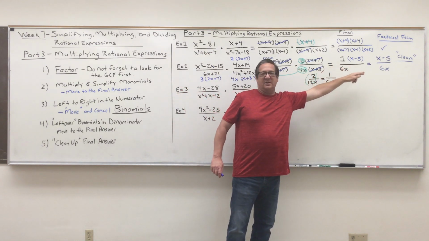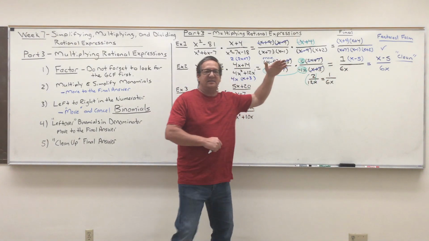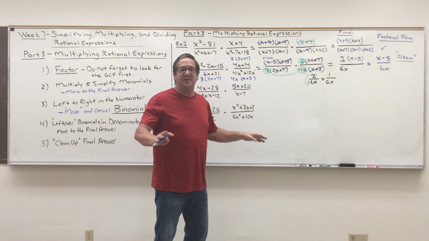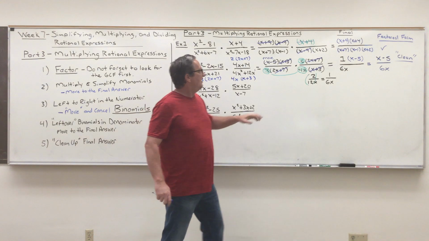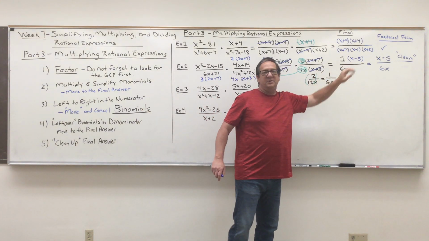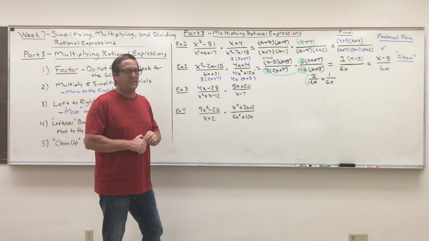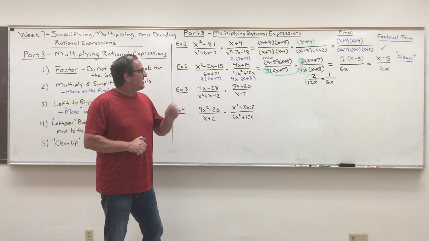Set your answer up ahead of time. If there's nothing on the top, great, you'll put a 1. When you do this problem, if there's nothing on the bottom, great, you'll get rid of it. But put this here before you do any part of the problem. Okay? So that's example 2.